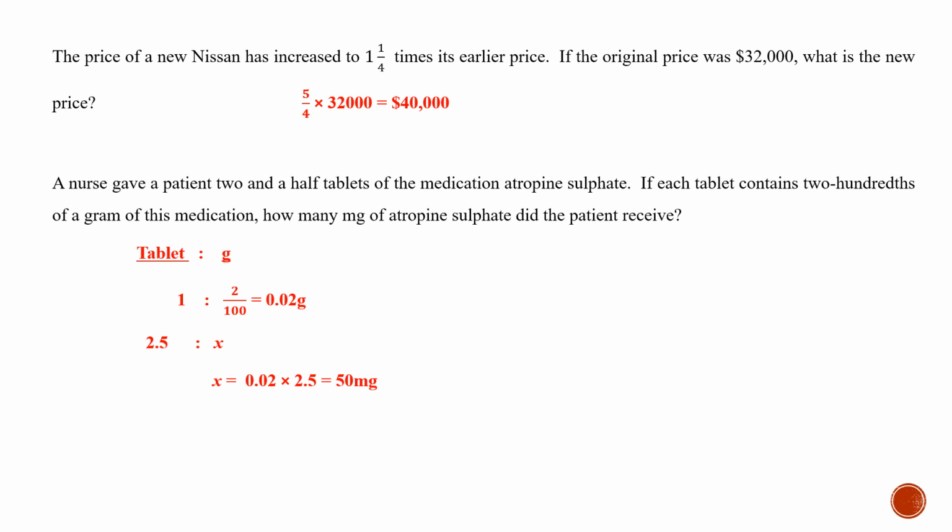All right, a nurse gave a patient 2.5 tablets of medication atropine sulfate. If each tablet contains 2/100, which is 0.02 grams, 1 tablet is 0.02 grams. 2.5 tablets, how many? So you just multiply, you will get 50 mg. All right? So that's about it for quiz 2.